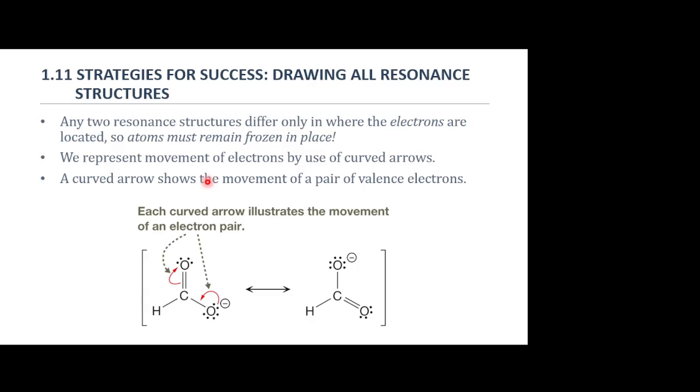All right, so this right here, some strategies for success when you're drawing all the resonance structures. Any two resonance structures are going to differ only where the electrons are located. So your atoms themselves have to be frozen. Your nuclei can't move around. Your localized electrons will also not move around, i.e. the single bonds. Okay. We represent the movement of the electrons by use of our curved arrows.